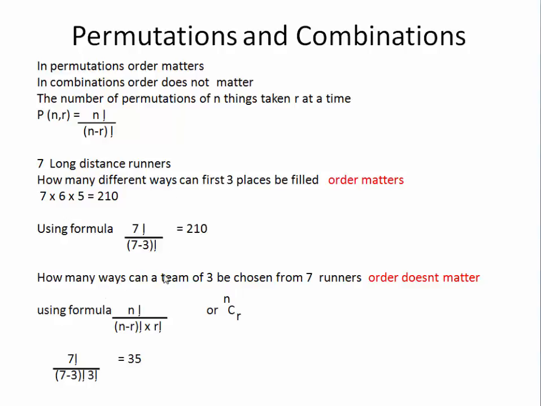We've got the same team again of 7 long distance runners. How many ways can a team of 3 be chosen from the 7 runners? Here the order doesn't matter, so it's a combination. The formula for finding out how many combinations there are is n factorial divided by n minus r factorial multiplied by r factorial, or nCr on your calculator. And when we put that formula into use, we get 7 factorial divided by 4 factorial multiplied by 3 factorial, which equals 35.